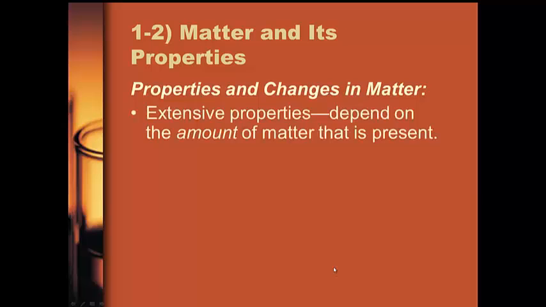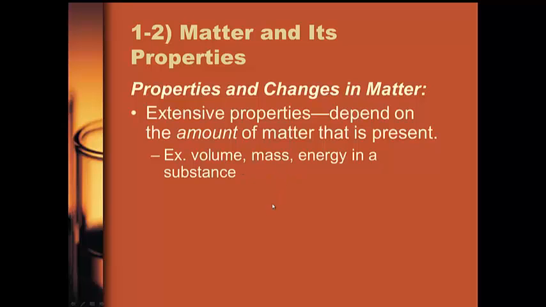Okay. Now, properties and changes in matter. We can measure properties of matter and classify them as either extensive or intensive. An extensive property depends on the amount of matter that's present. So an extensive property would be something like the volume. If you measure the volume of the object and you change the object, making it bigger or smaller, and this measurement changes, then it is an extensive property. Mass, energy in the substance.